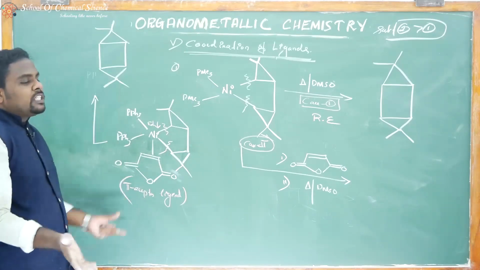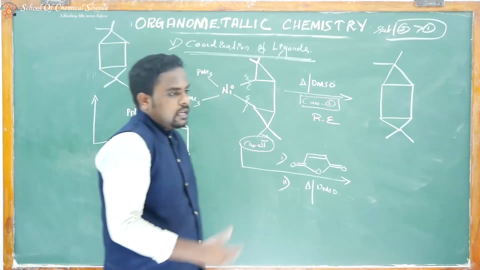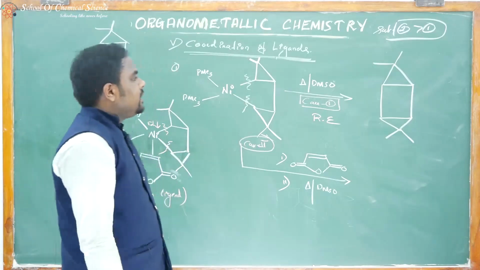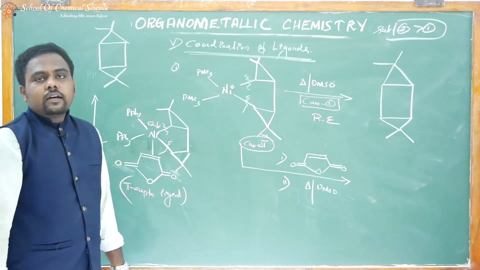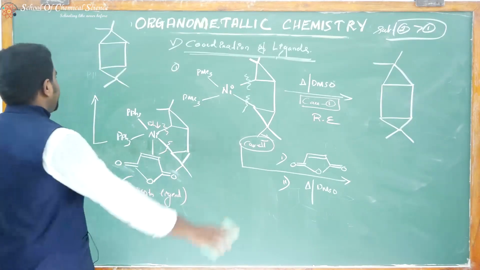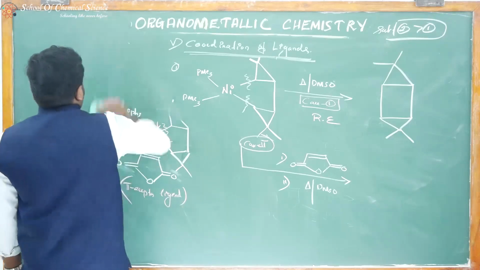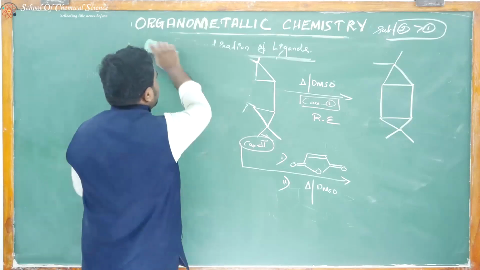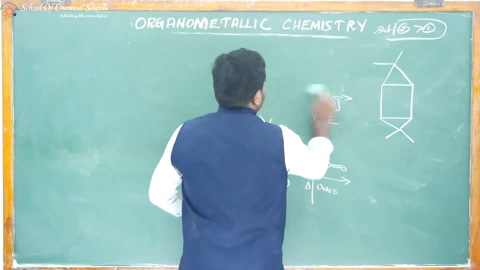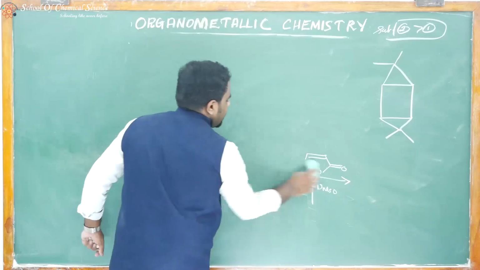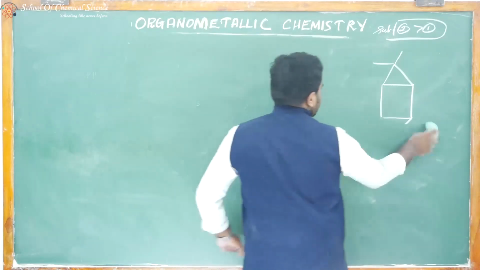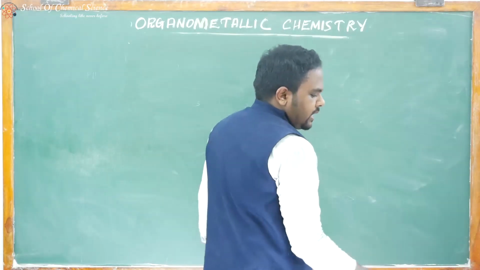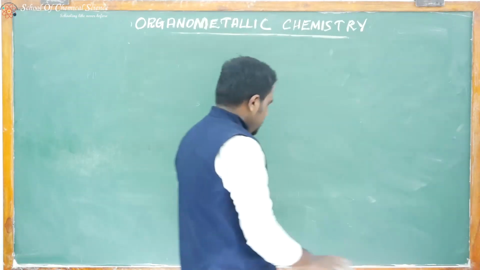So coordination of a pi acceptor ligand will definitely increase the rate of reductive elimination. And the last factor, the sixth factor that affects the rate of reductive elimination. We discussed many factors. Last factor: chelating and non-chelating ligand.